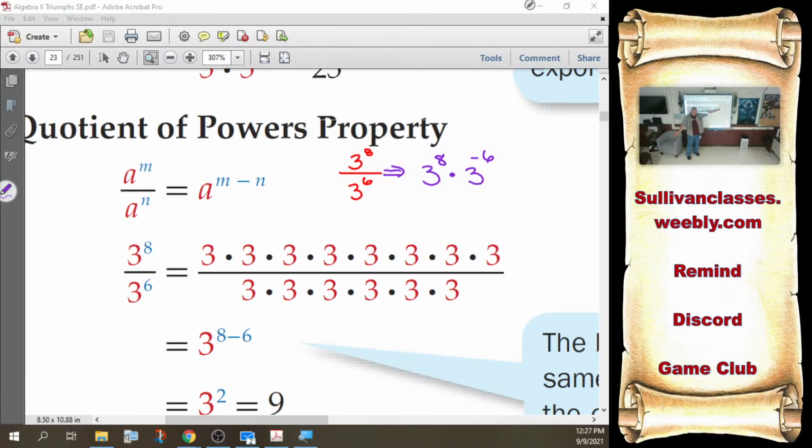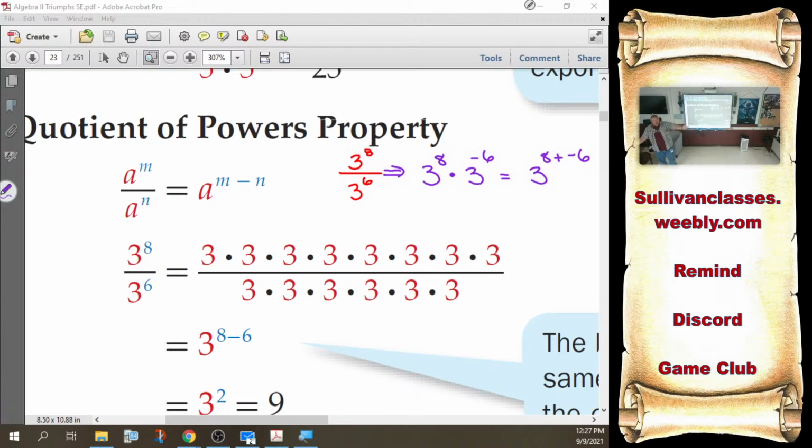Opposite. Now if they're upstairs, what did I do with an exponent times an exponent? I added them. This now says 3 to the 8 plus negative 6. There is no such thing as subtraction, it's just addition. So when we have this rule that says when I divide exponents, I just subtract them, it's because I'm allowed to add negatives. This is all connected.